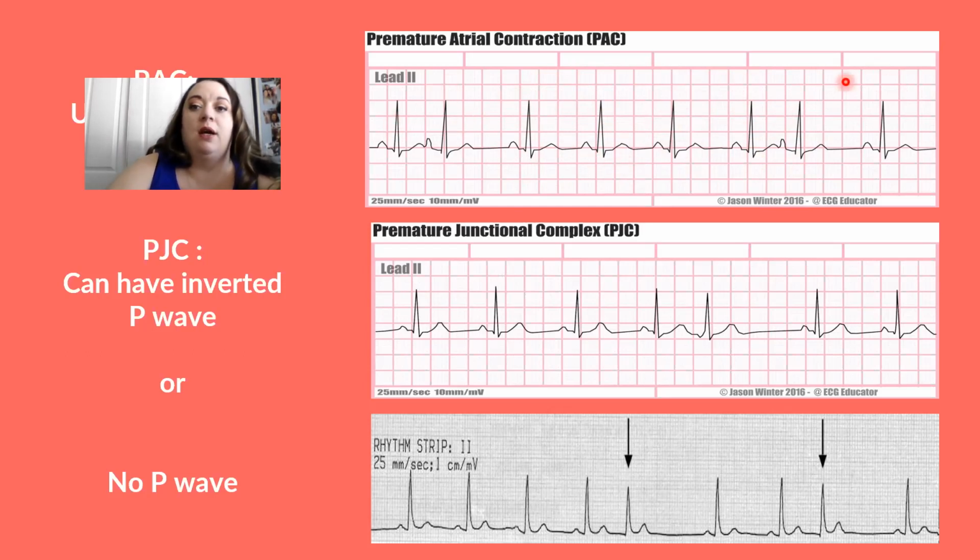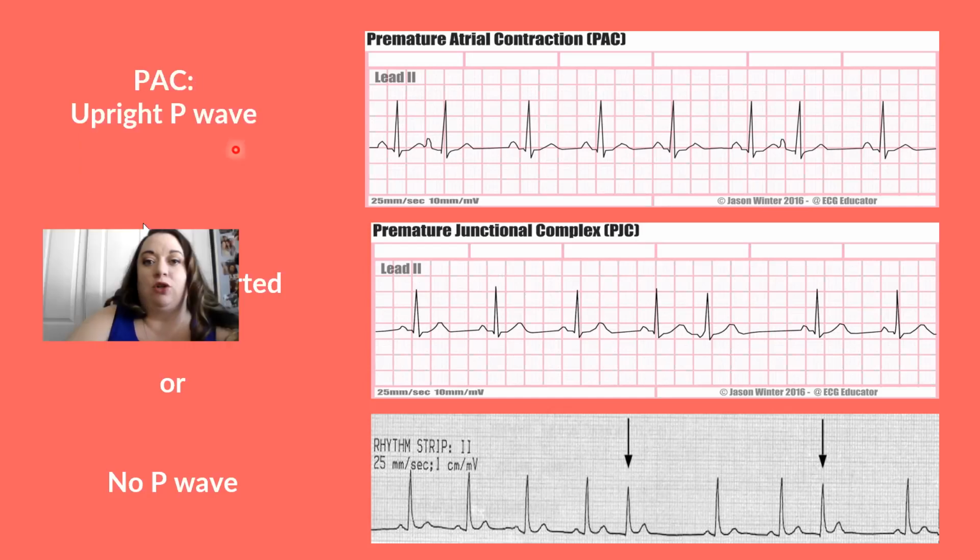So this one is early, that one's early. The reason I'm calling it a PAC, meaning premature atrial contraction, is because when I look at my P wave, it's upright. So something generated from my atria, when looking at lead 2, I should have an upright P wave.